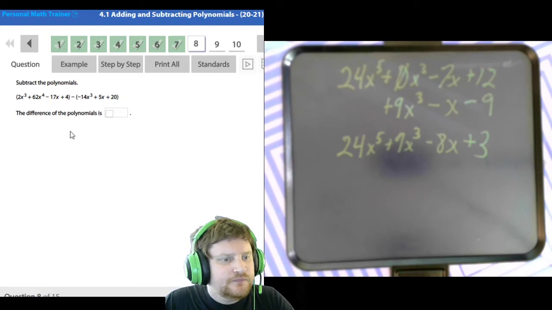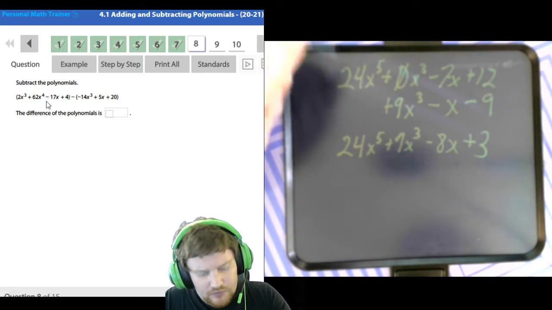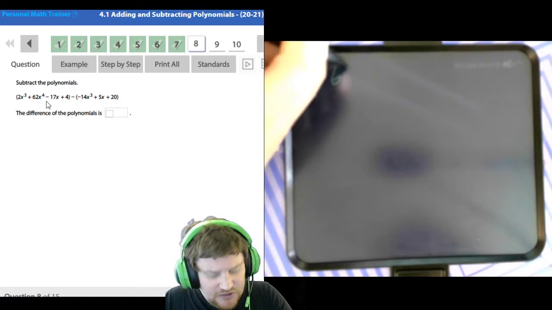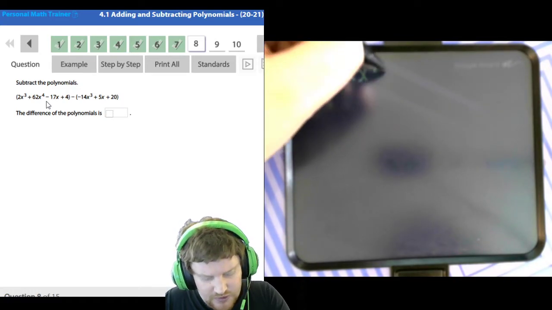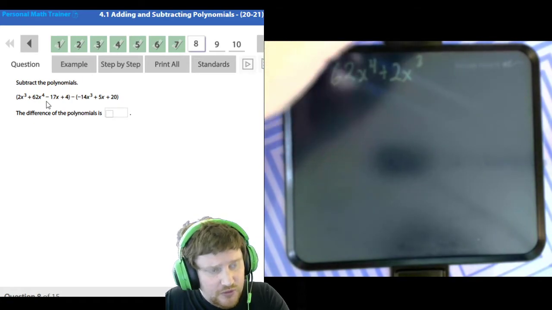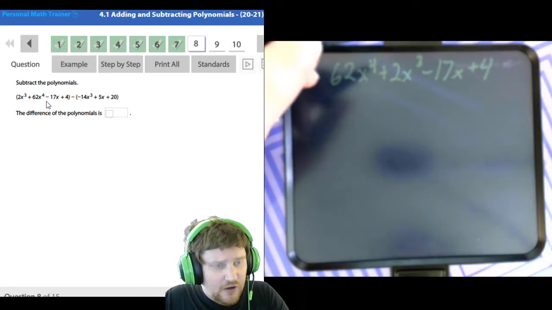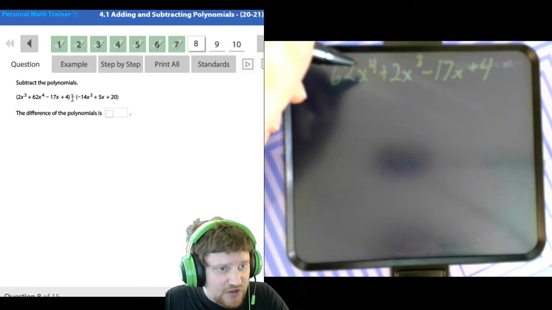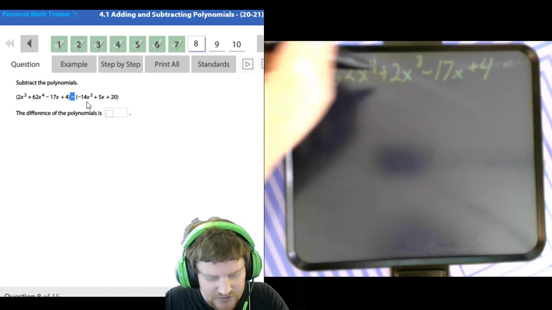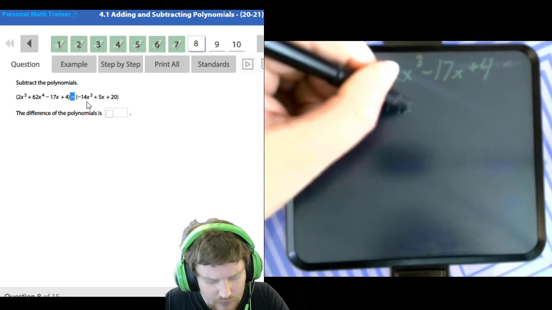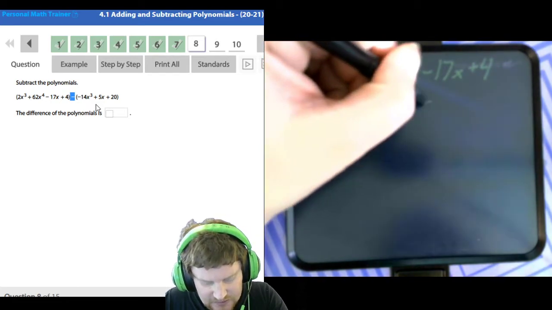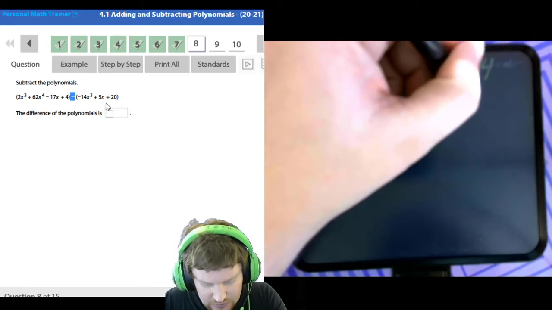Next, once again we have subtraction, so all of these signs are going to change. But I've got 4, 3, no 2's, 1, 0. So 62x to the 4th plus 2x cubed minus 17x plus 4. On the bottom, remember all the signs are going to change because this is subtraction, so I have plus 14x cubed minus 5x minus 20.